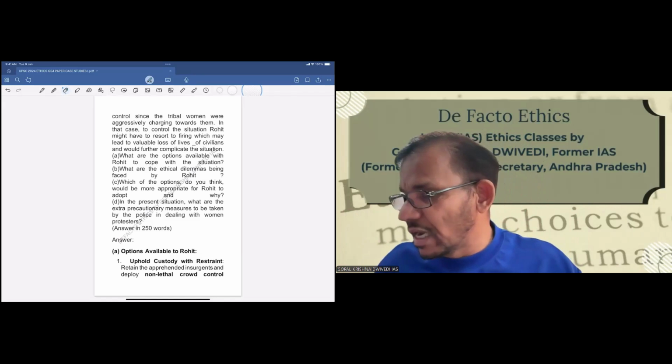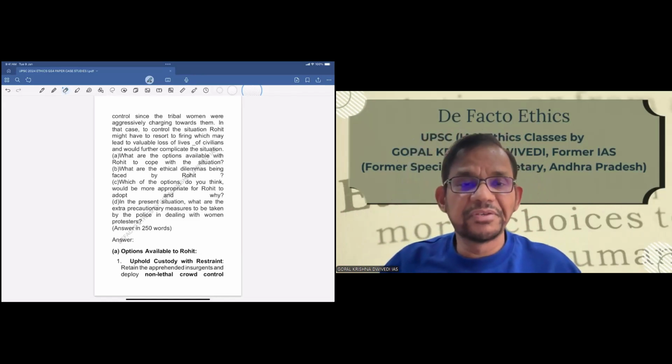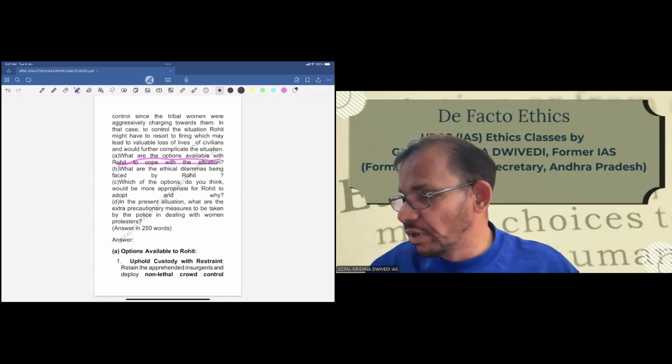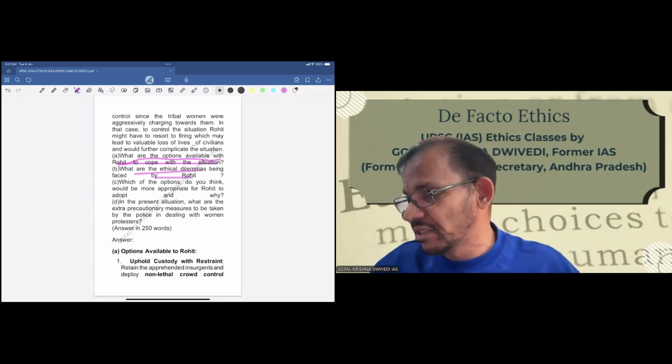Now, what are the questions asked? Again, here 4 sub-questions are asked, and in 250 words, one has to answer. First, what are the options available with Rohit to cope up with the situation? Second, what are the ethical dilemmas being faced by Rohit? Second is ethical dilemmas, you have to explain.